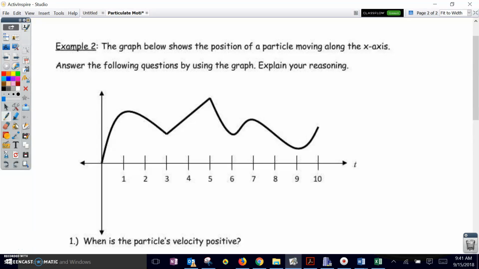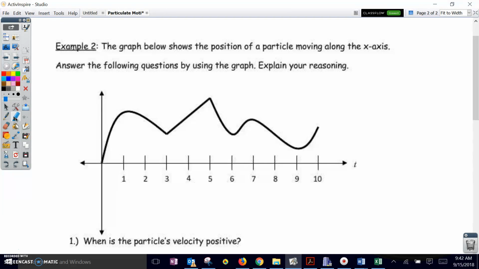Alright, welcome back. In example 2, instead of a graph of velocity, we're going to look at a graph of the position of the particle and answer a bunch of questions based off of this graph. This can be a little bit more complicated with some of the questions that we're going to ask. And so let's take a look and see what we have.